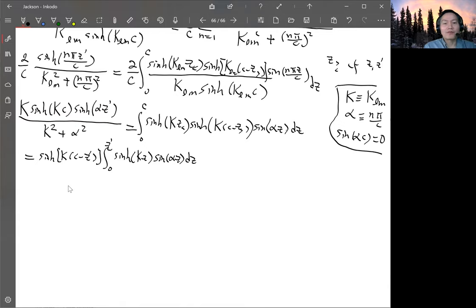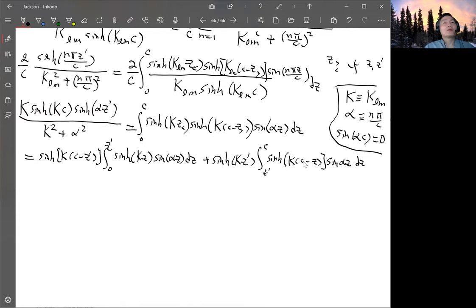The other range is from z prime to c. Over this range, z is greater than z prime, so z smaller is z prime. So we can pull that out. So we have sinh k z prime, integrating from z prime to c, and you have sinh k (c minus z), sine of alpha z dz.